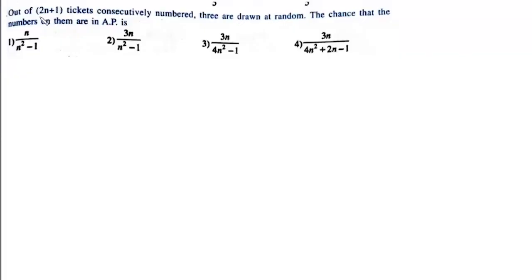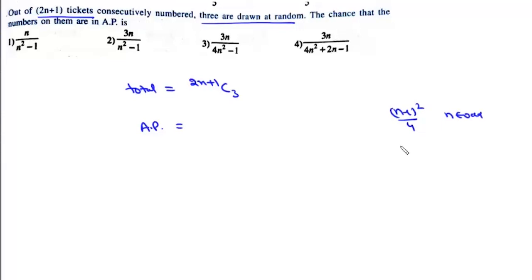Now here the question is, out of 2n plus 1 tickets consecutively numbered, 3 are drawn at random. The chance that the numbers are in AP is? Now if we find the total number of ways of choosing 3 tickets, it will be 2n plus 1 C3. For these 3 tickets in AP, we have worked out a formula which I have discussed in the compendium: it is (n minus 1) whole square by 4 if n is odd, and it is n into (n minus 2) by 4 if n is an even number.